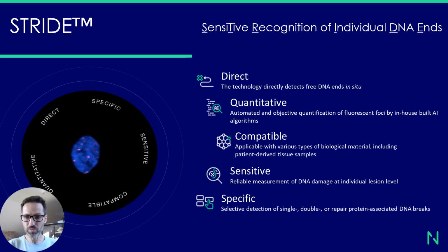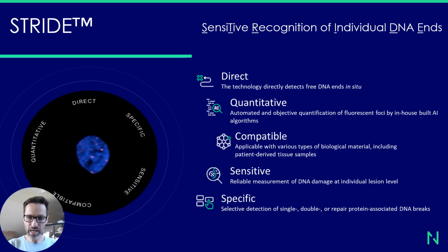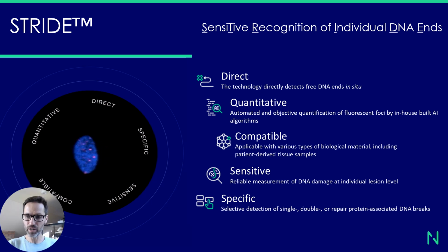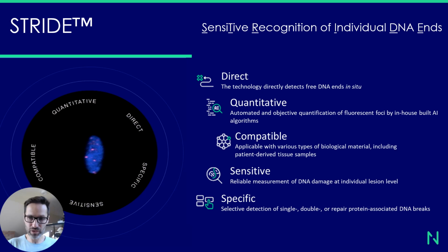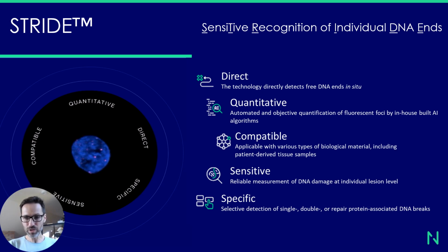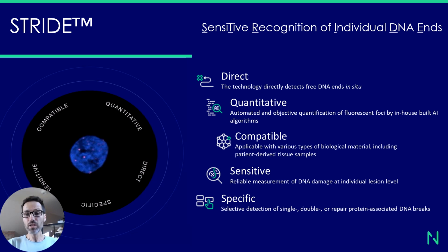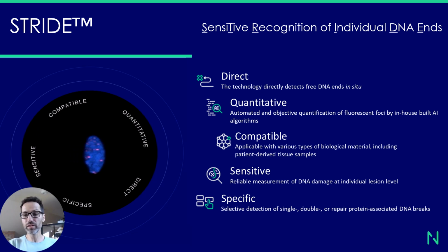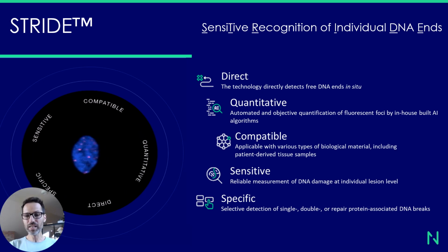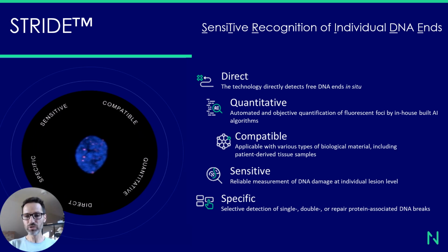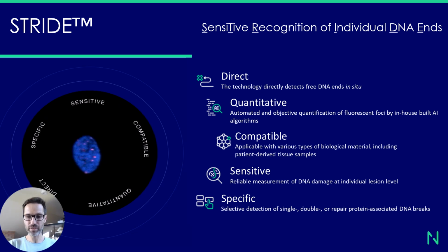It is direct, which means that the detection occurs in intact cell nuclei in situ at the site of a DNA end, with no dependency on DNA repair processes. It is quantifiable. The fluorescence foci formed at the sites of DNA breaks are easily distinguishable, and our in-house built algorithms enable their objective quantification. sSTRIDE is compatible with different biological materials, including FFPE tissue sections. And finally, sSTRIDE is sensitive and specific, capable of detecting individual single or double-strand DNA breaks of different types, depending on which assay variant is chosen.